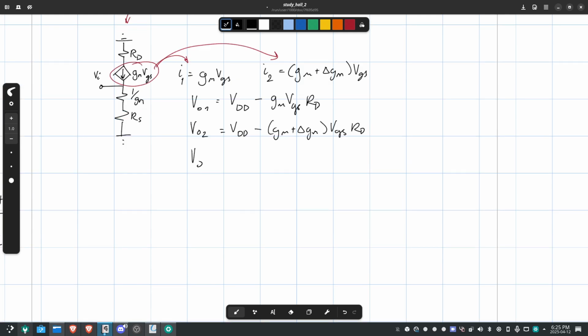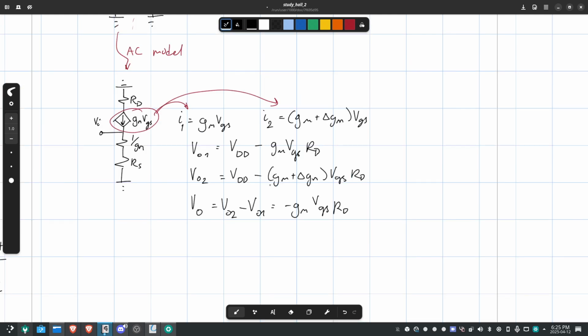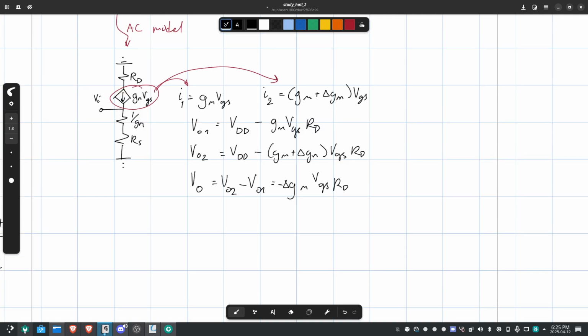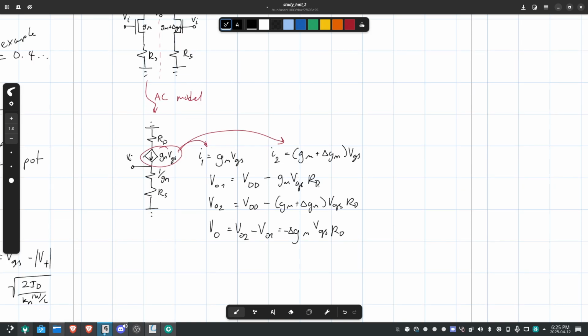And so what's VO? VO is just a positive terminal minus a negative terminal, right? And you do the math, it comes out to negative GM VGS RD. Or delta GM, sorry. Negative delta GM VGS RD. And now immediately we could find what is that? 1 second.